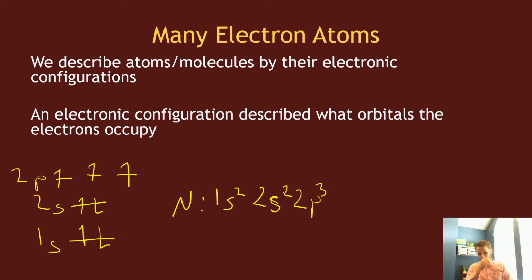And so whenever we're talking about electron configurations, whenever we're using that term, it's just saying what is the set of orbitals that the electrons happen to be occupying? And that is the electron configuration.